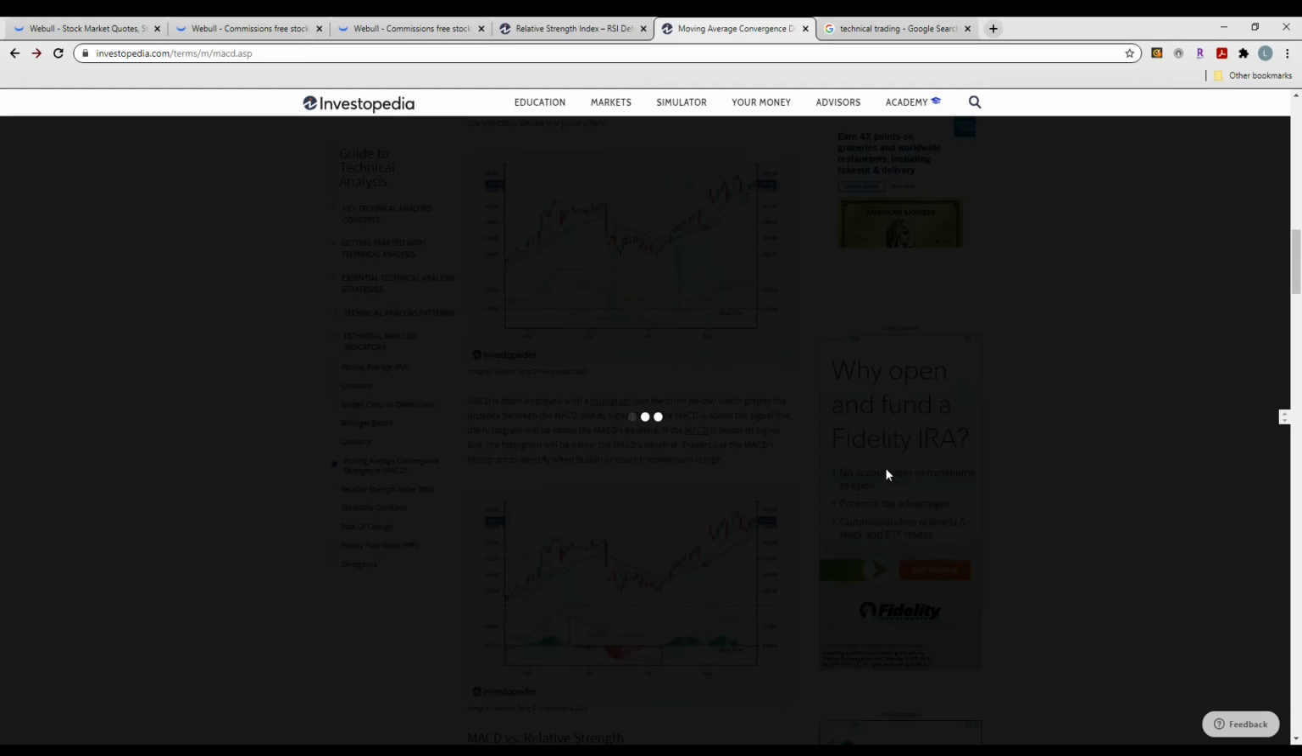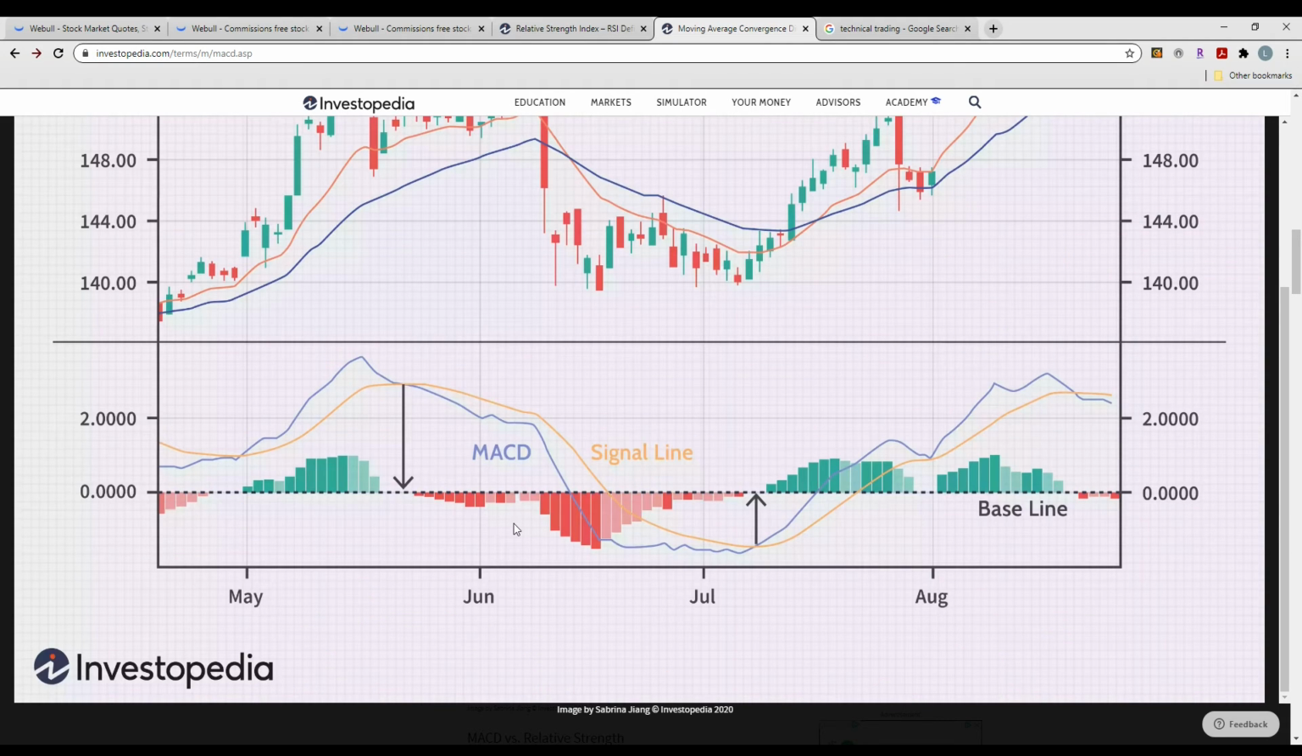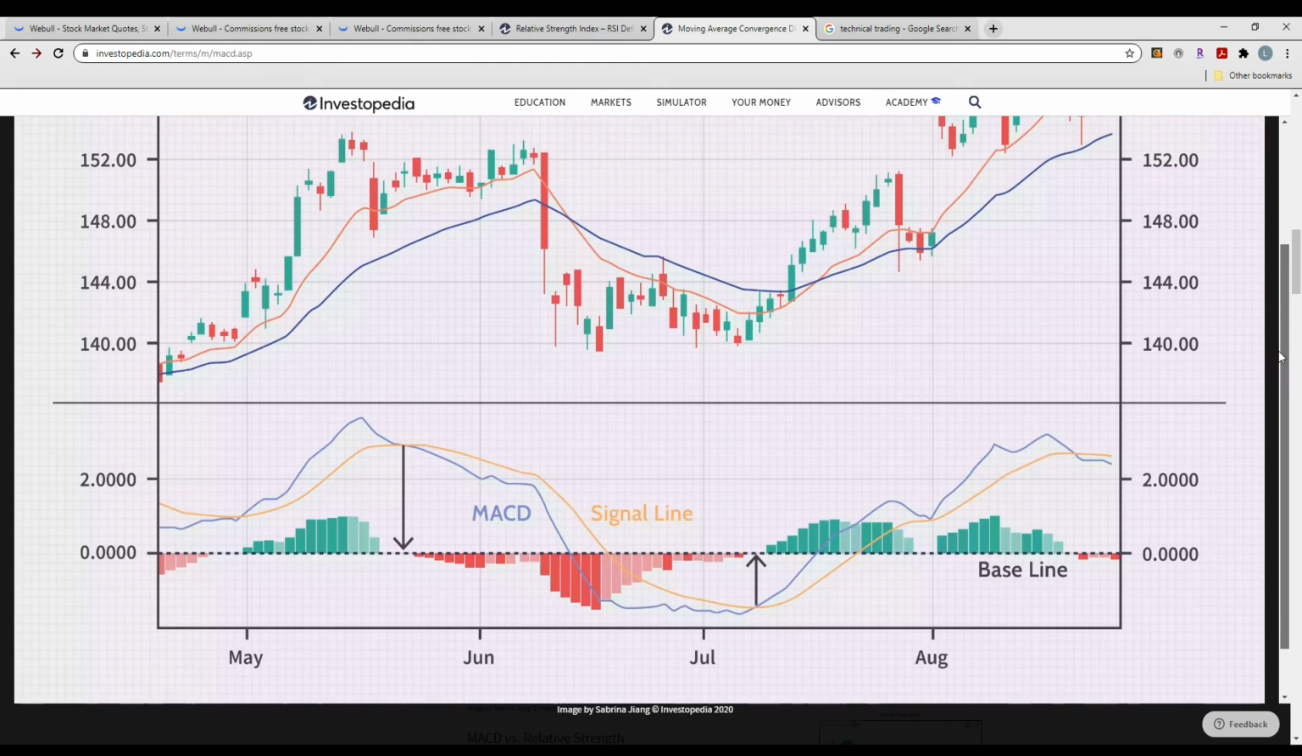The MACD is often displayed with a histogram, which graphs the distance between the MACD and its signal line. If the MACD is above the signal line, the histogram will be above the baseline and vice versa. Traders use the histogram to identify when bullish or bearish momentum is high.